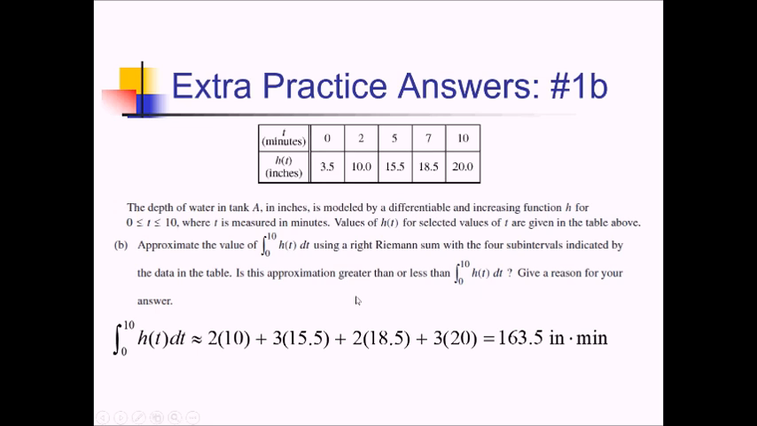Now the more important question, because I'm not sure that units were actually required there. They didn't say indicate units of measurement. This next part, though, is whether this approximation is greater or less than the true value of the integral from 0 to 10 of h of t dt. This is all going to depend on whether you have an increasing or decreasing function and what kind of Riemann sum you're dealing with. Since this is an increasing function on the interval from 0 to 10, and this is our right Riemann sum, that means that this approximation, 163.5, is actually going to overestimate the true value, so it's going to be greater than the integral from 0 to 10 of h of t dt.